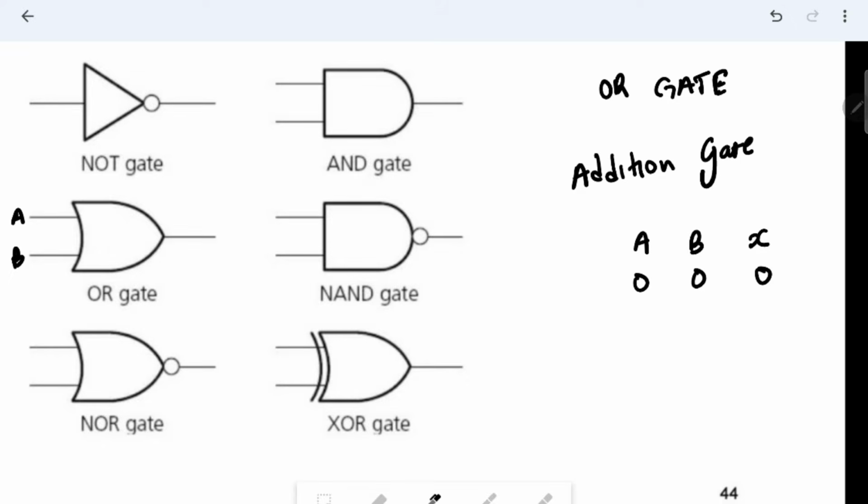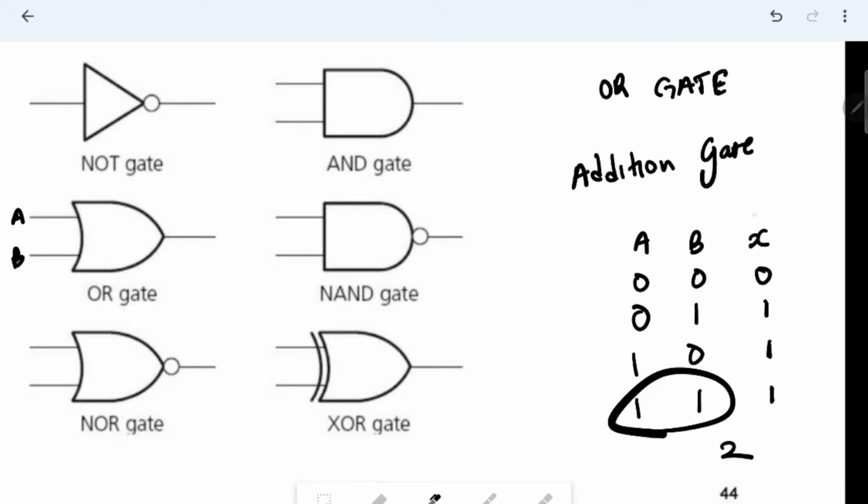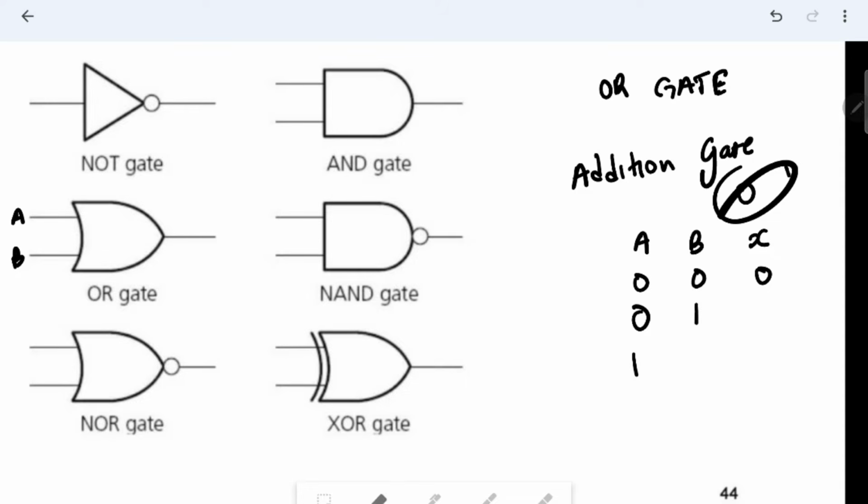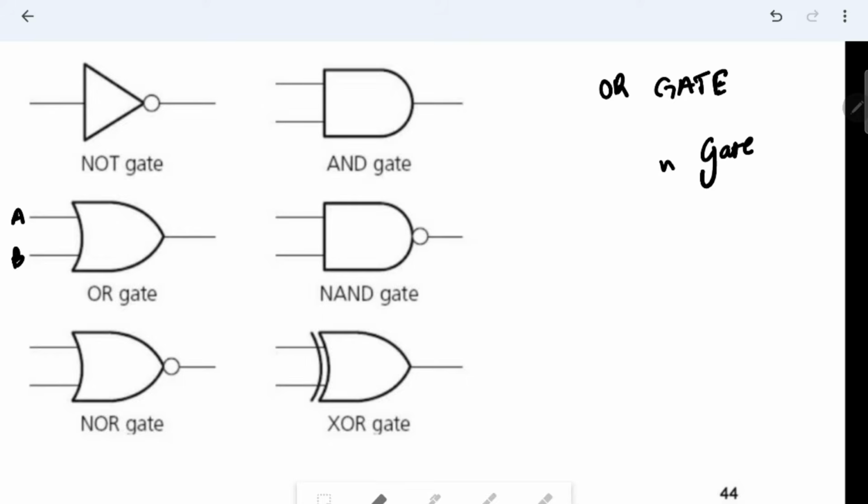The next one can be, if it's 0 and 1, the addition will be 1, right? If it's 1 and 0, the addition will be 1. If it is 1 and 1, the addition will be 1. Of course the addition of this would be 2, but remember in computer science we can only have 0 and 1 for logic gates. So in simple terms it's like indirectly addition, but only up to 1. So that is the OR gate.